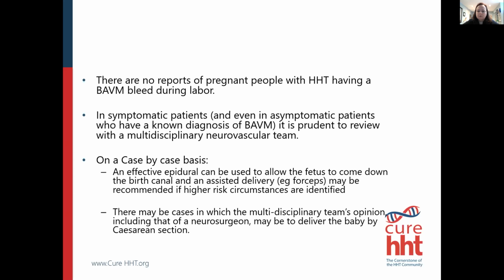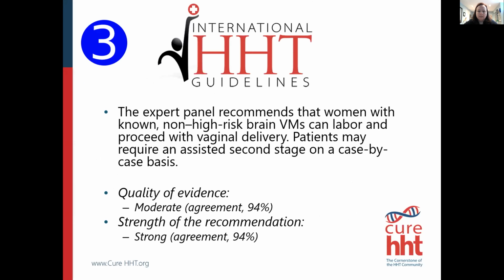Then as an obstetrician, I can help with the delivery using forceps or a vacuum with some of the maternal efforts and have the baby vaginally. That would be recommended if there were some higher risk circumstances that were identified. So really, again, a case-by-case basis. That being said, there are going to be cases in which the multidisciplinary team's opinion, including that of the neurosurgeon, may be to deliver the baby by cesarean section, and that's okay too. So the expert panel recommends that women with known non-high-risk brain AVMs can labor and proceed with vaginal delivery. Patients may require an assisted second stage on a case-by-case basis.